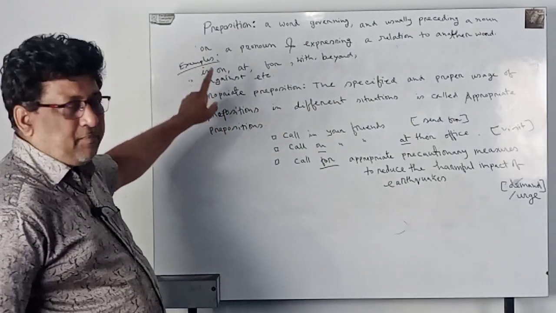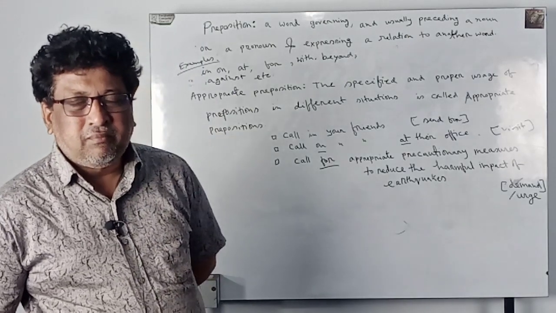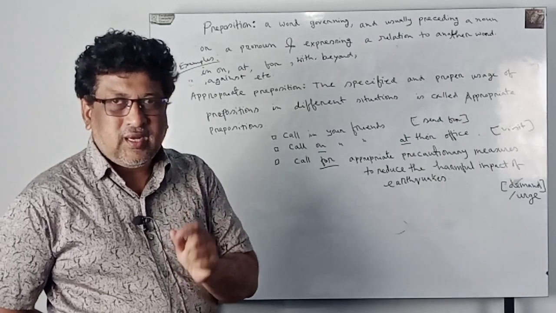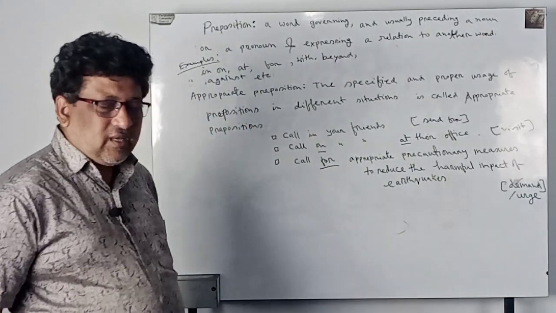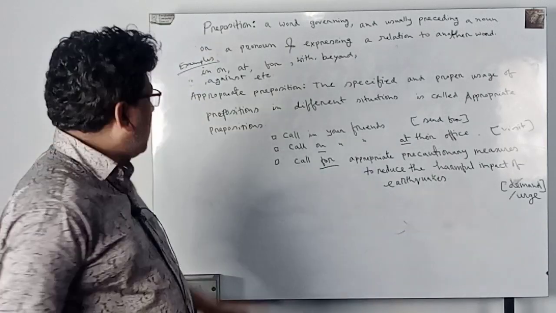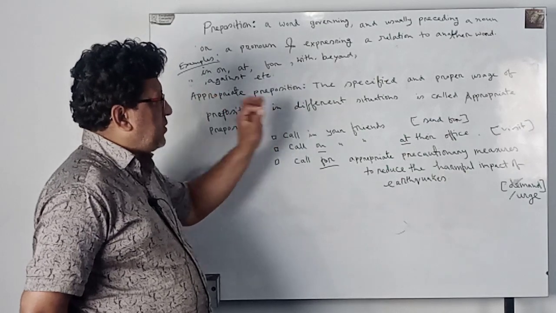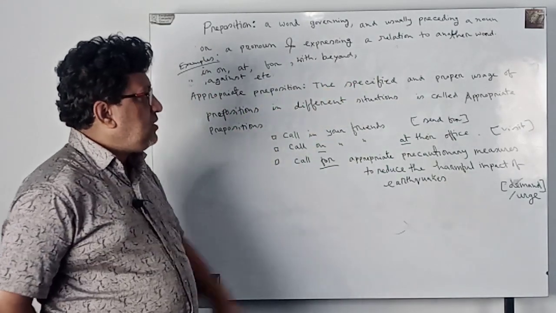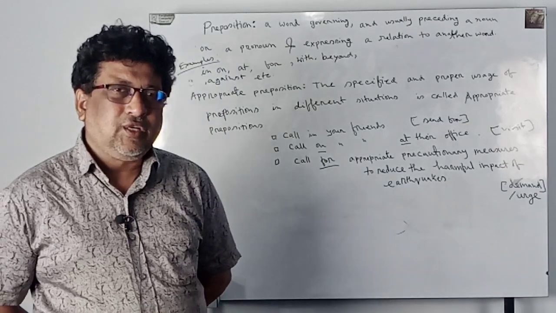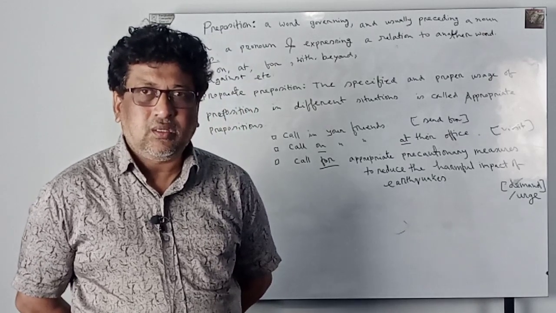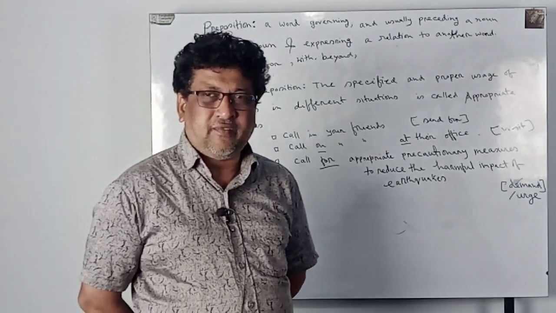Look at the examples of preposition: in, on, at, for, with, beyond, against, etc. These are words which are usually very small, but their importance cannot be ignored. And because of this increasing importance, the term appropriate prepositions arises. So appropriate preposition refers to the specified and proper usage of prepositions in different situations. Appropriate prepositions demand that we should use different prepositions with the same word to indicate different meanings based on different contexts.